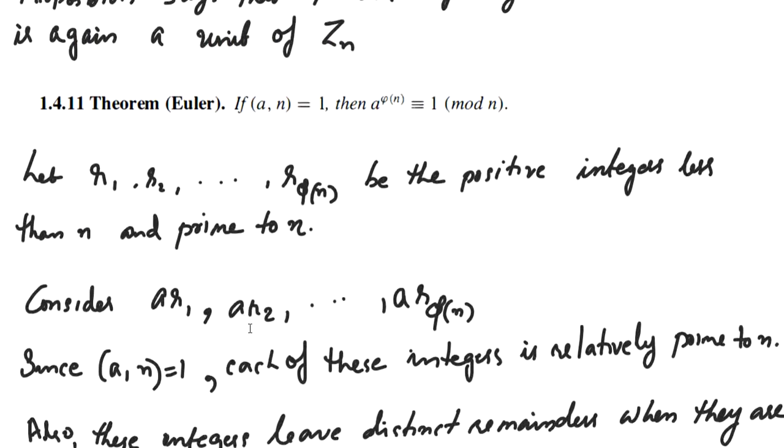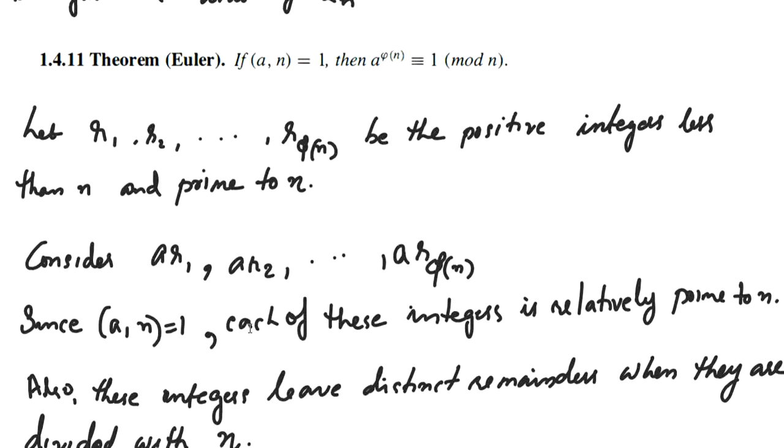Now, this is the Euler's theorem. If a and n are relatively prime to each other, then a power phi of n is congruent to 1 mod n. Now, to prove that, we consider r1, r2, etc., r phi of n as the positive integers less than n and prime to n. Then we consider the products ar1, ar2, etc., ar phi of n. Since a and n are relatively prime, each of these integers also will be relatively prime to n. Also, these integers will leave distinct remainders when they are divided with the n.